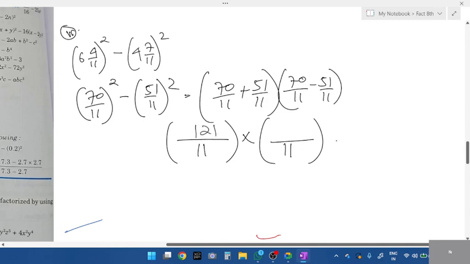121. Is it 121? Okay. And here what do we get? 90. Okay, now check whether we can reduce 11 and 121.